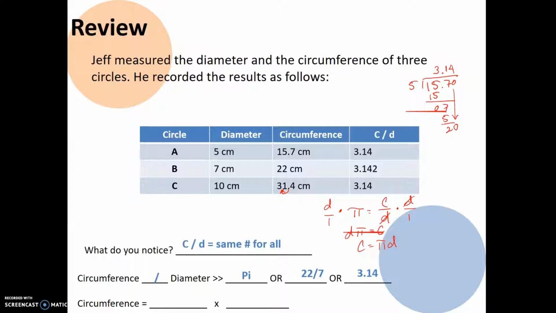So now that we know that pi is always the same for any circle, it's always going to be 3.14. If I know the diameter, I can find the circumference. So on your notes, you should write under letter 5 there, circumference divided by diameter is about 3.14, or 22 over 7, which is pi. And then on number 6, you should write circumference equals pi times diameter.